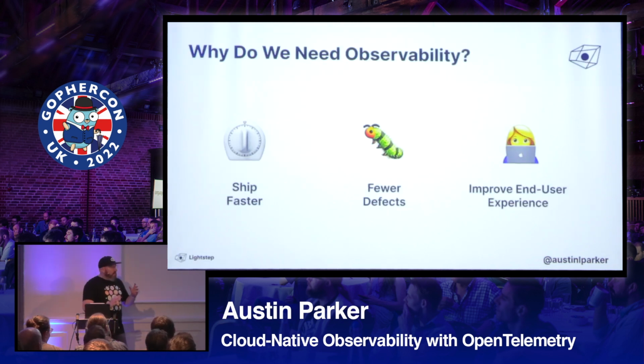So we need that kind of observability about what's going on in order to do a lot of software things, right? We want to ship our software faster. We want there to be fewer bugs in it. And we want to really focus on how our end users experience software.